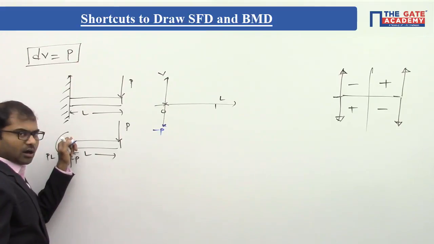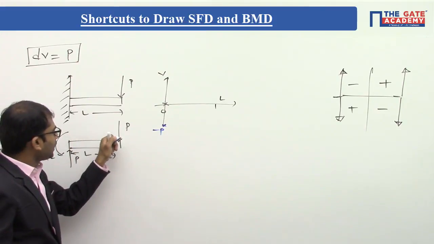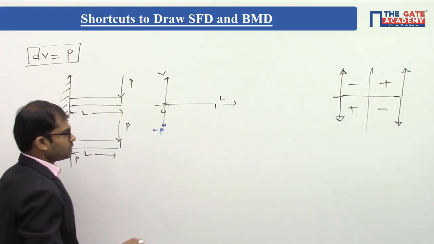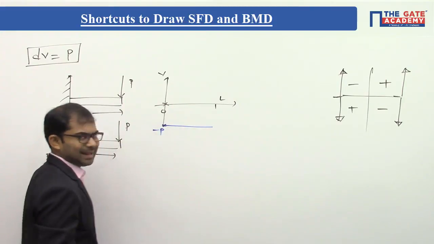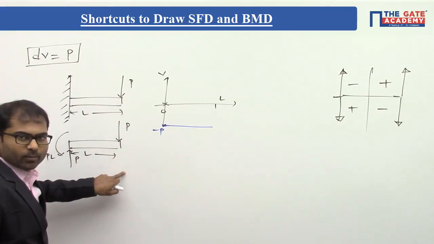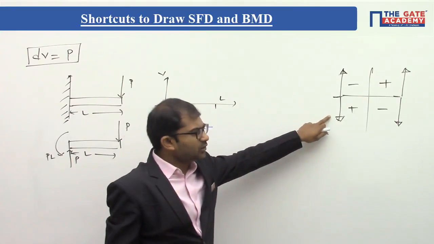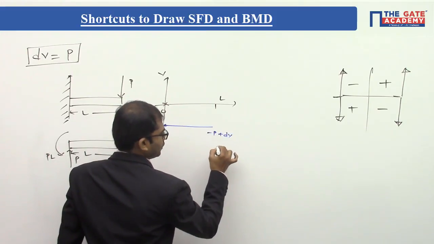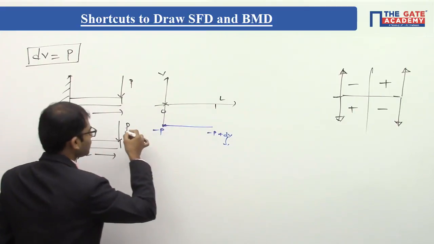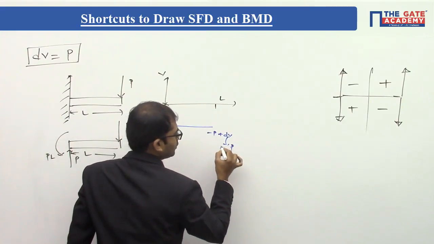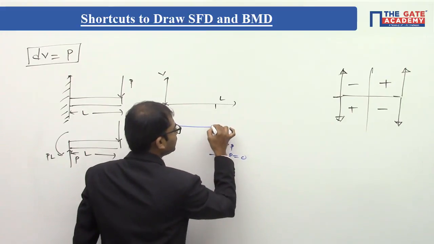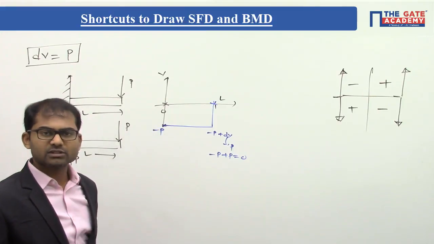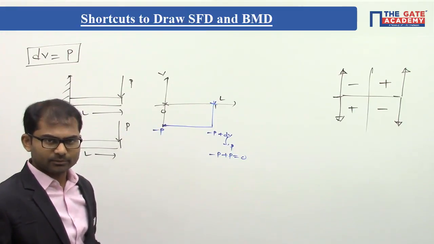Now, after this corner, there is no point load at all, so there will be no change of shear force, because only a point load will give us a change in shear force here. So this goes on like this. But exactly at L, you see downward force is acting. As you are going from left to right, downward force will give rise to positive change of shear force. Initially some minus P is already there, and dV is downward P, so positive. So minus P plus P is equal to 0. This becomes like this. You will get the same answer as in the conventional method also. Let's go with another example.